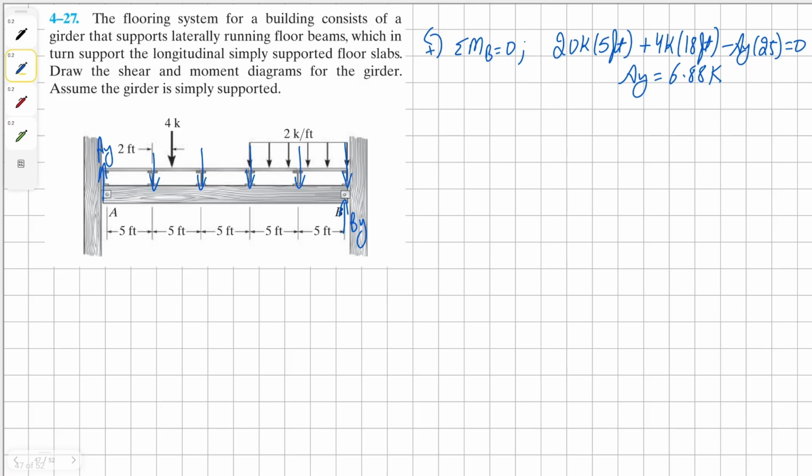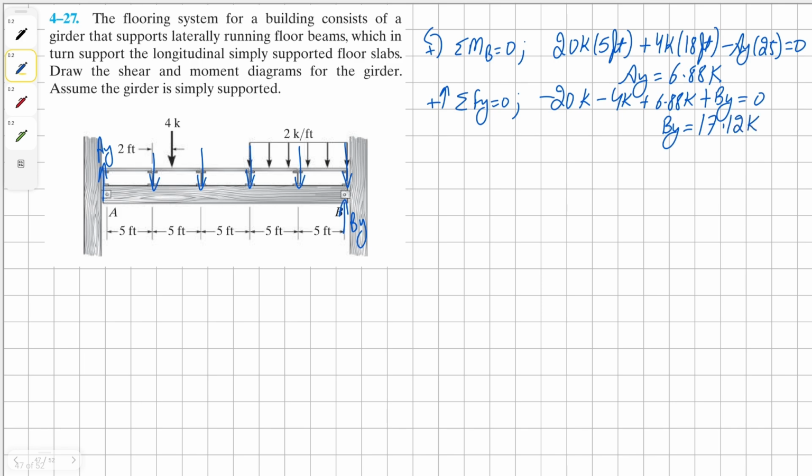Okay. And then for our BY, we simply have to sum the forces in the y direction. We're going to have 20k, negative 4k, positive 6.88k, and then positive BY, all equals to 0. Solving for BY, we have our solution as 17.12k.